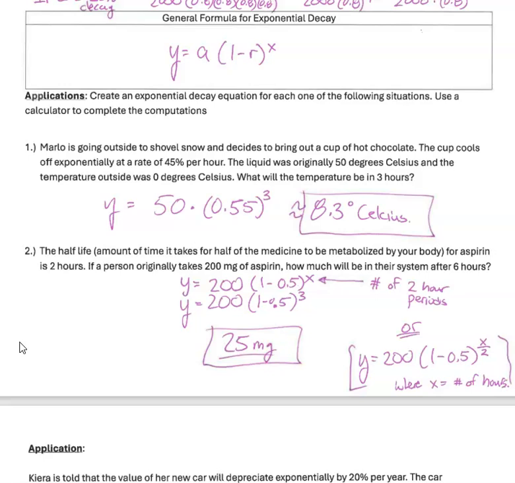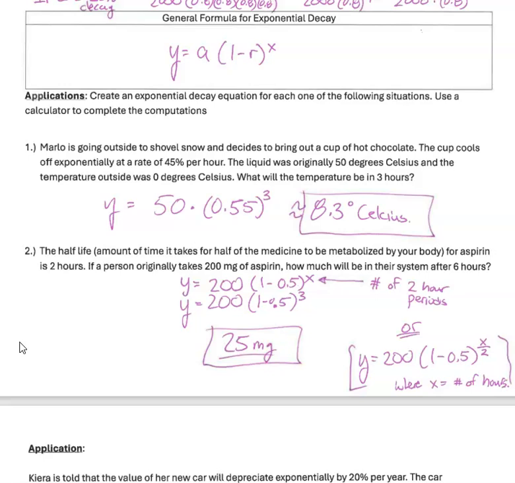So you have your original of 50, that's where the 50 came from. The reason why it's 0.55 is because if you had 100% and it goes down by 45%, then it is going to be 55% left. And that is why it's times 0.55, and that happens 3 times. So that's to the 3rd.